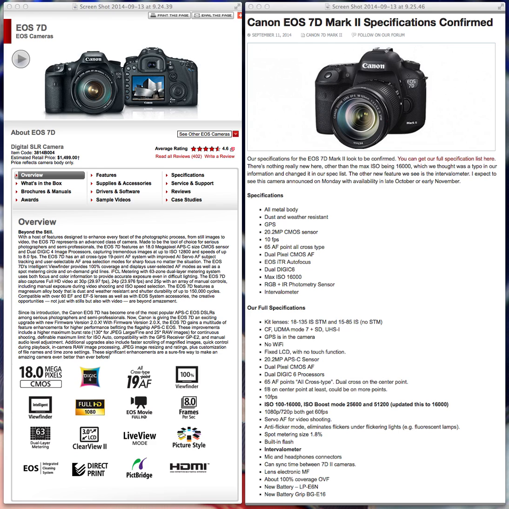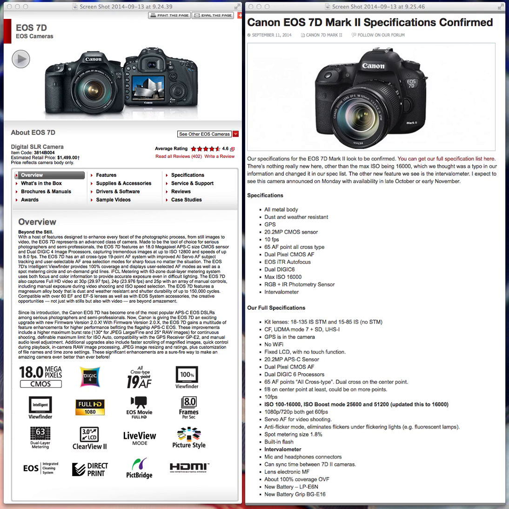Dual pixel CMOS autofocus on the 7D Mark II. I think that's EOS iTR autofocus. I'm not sure what that is. That's on the Mark II. Dual Digic 6. Now this is an increase on the 7. Okay, let's go to the 7. Here's where we have a big increase.